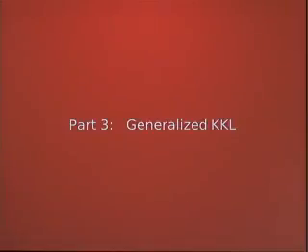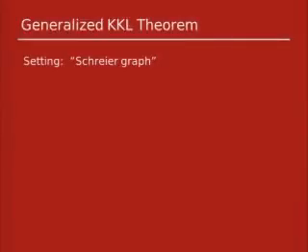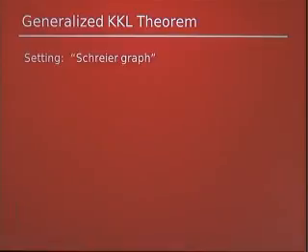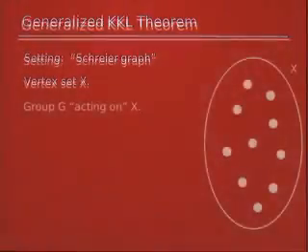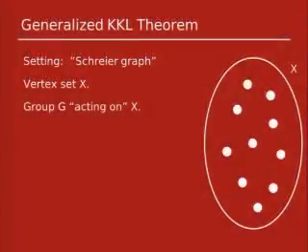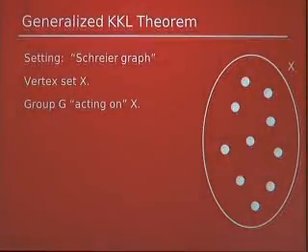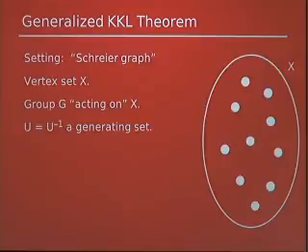OK, so what is this general setting where we're going to try to prove a generalized KKL? The setting is what's called a Schreier graph. I'd never heard of what a Schreier graph is until I started this project, but it's a simple generalization of a Cayley graph, which I think more people have heard of. So it's a graph. The vertex set is some set X. And you imagine that you have a group G which is acting on X in the group theoretic sense. And you also imagine, like in a Cayley graph, that you have a subset U of the group which is a generating set for the group. And we'll also make the standard assumption that it's closed under inverses.